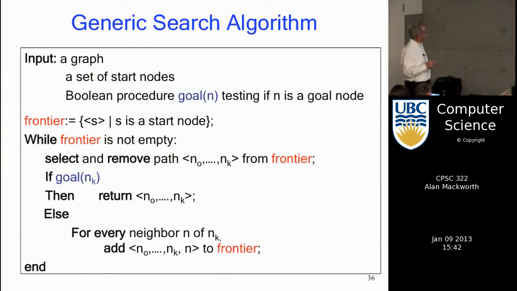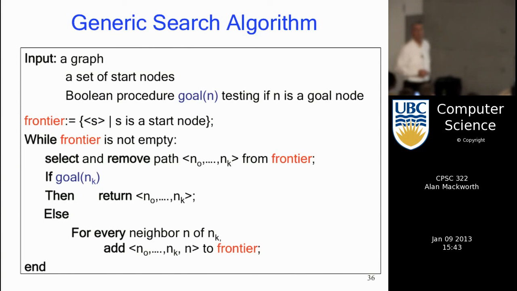The only thing that affects the search strategy is how do I select a path here? Which path do I choose? I could choose the longest path, the shortest path, the one I just made, the one I made a long time ago. I could add up all the costs on the path. All sorts of options here in this select, hidden here. But it's always the same algorithm.